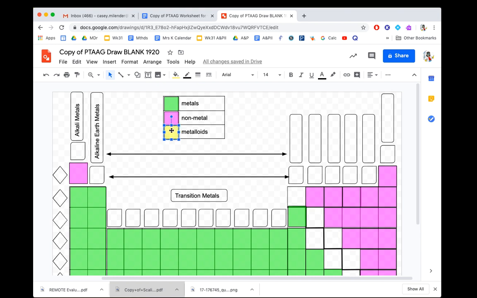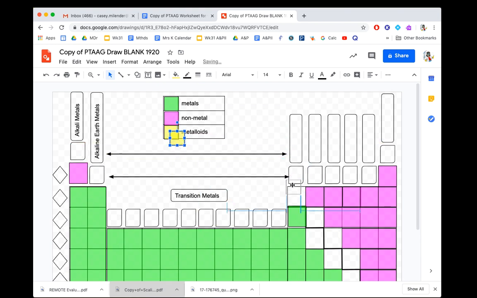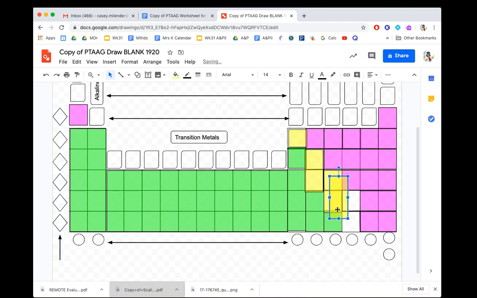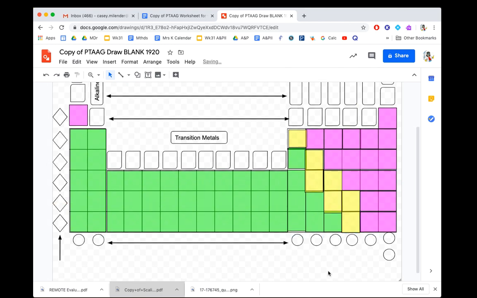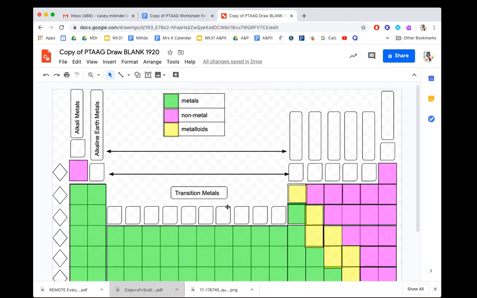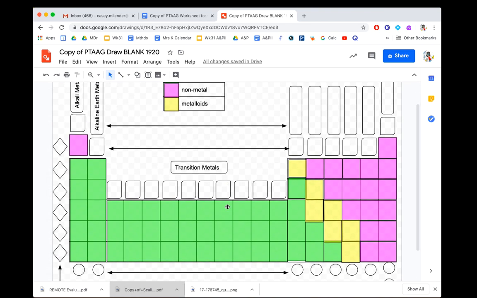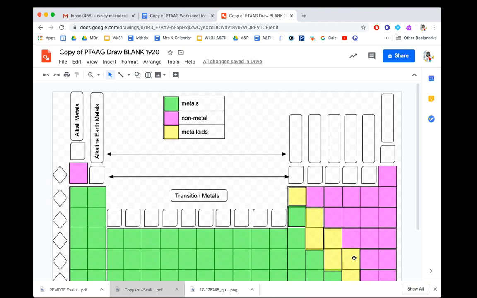So I'm going to go grab my metalloid color and duplicate it. I'm going to put this in here. And then I'm going to duplicate that. Now, here, I can just click and drag, and that's going to be those two, and that's going to be those two. Yes. So now we have our periodic table divided into those three major categories: metals in the green, nonmetals in the purple, and metalloids in the yellow. And we'll come back and talk about some individual ones of these in a little while.